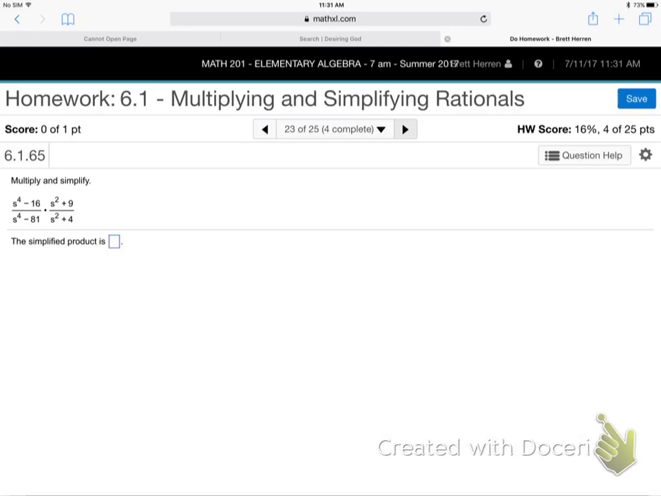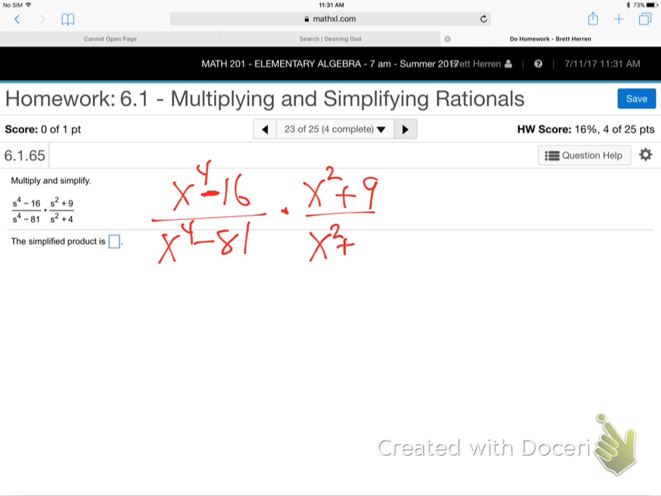All right, we're close. I'm going to make it x. I'm getting tired of those z's. x to the 4th minus 16 over x to the 4th minus 81, times x squared plus 9 over x squared plus 4. Try that one. So factor. I can't cancel right now because they're all glued, right? But go ahead and factor.